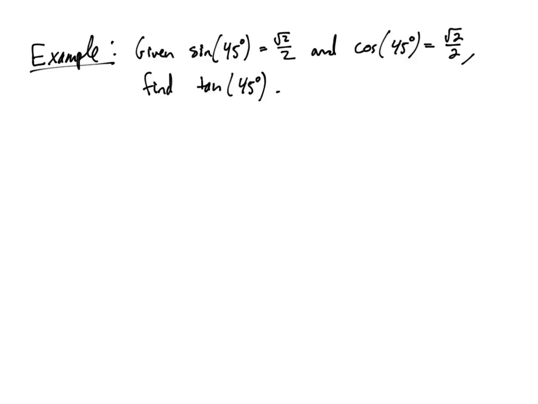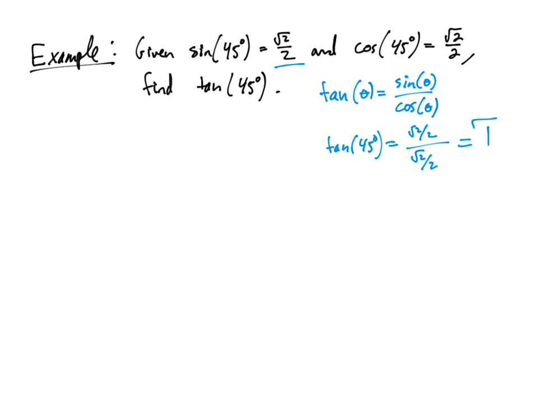All right, so let's go through a couple of examples of how we can use these identities. For the first one, it says, given that sine of 45 degrees is equal to root 2 over 2, and cosine of 45 degrees is root 2 over 2, find tangent of 45. Well, we know that tangent of some angle is equal to the sine of that angle divided by the cosine of that angle. So sine of the angle here, which is 45 degrees, is root 2 over 2. Then cosine of 45 degrees is also root 2 over 2, so that is just equal to 1.